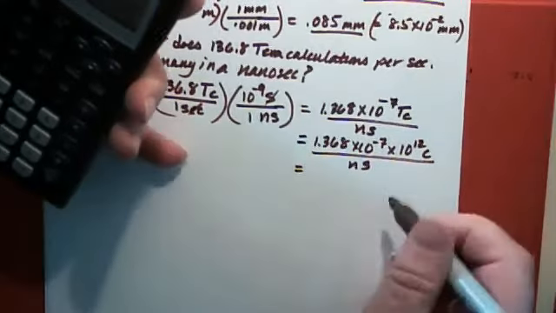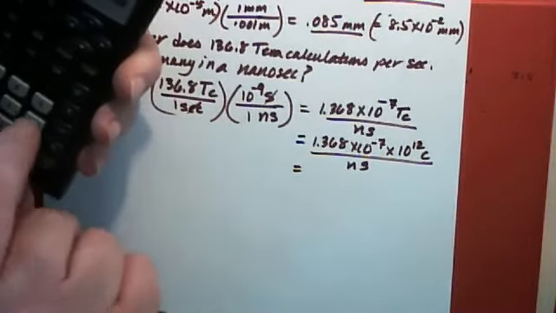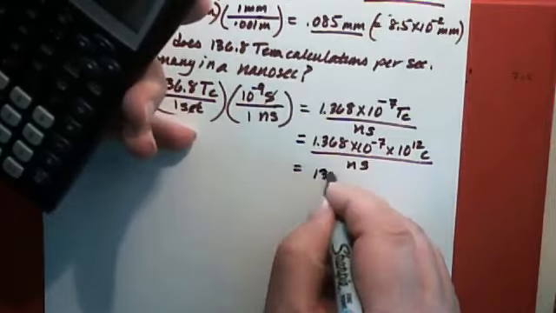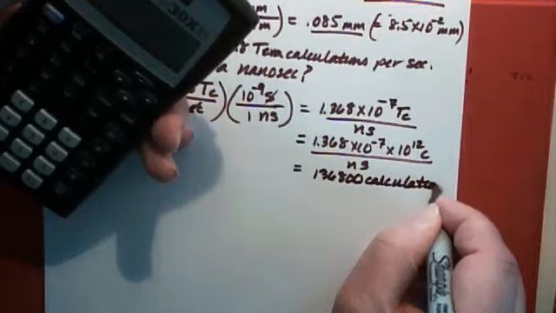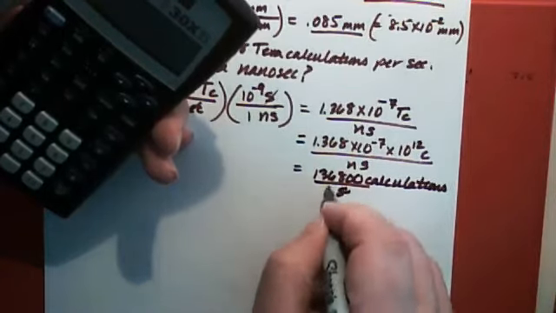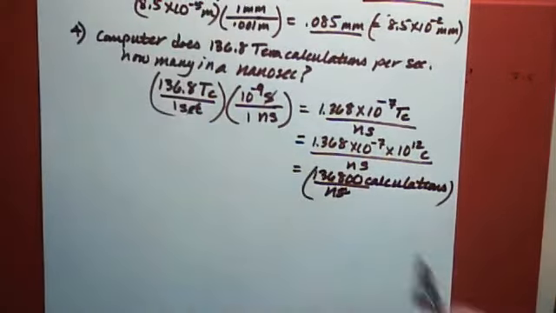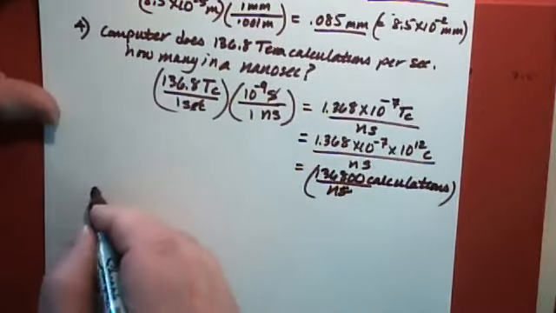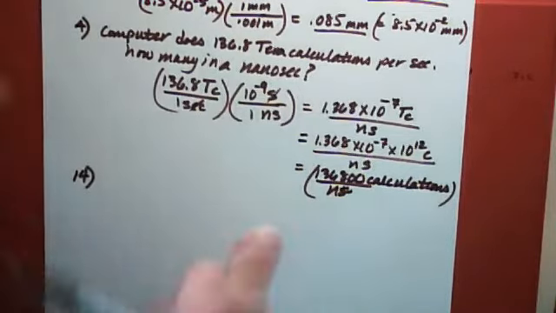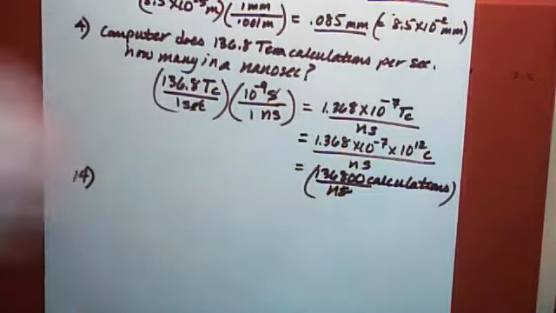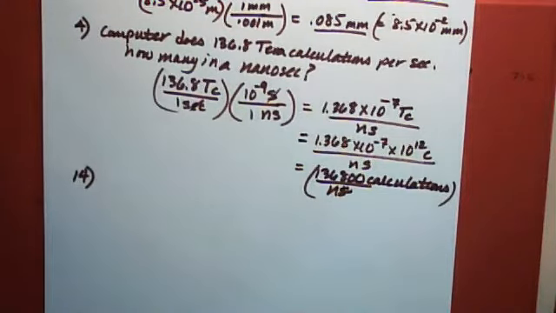Okay, yeah, 100,000. Okay, so 136,800 calculations per nanosecond is what we end up with. Okay, so the next several are about dimensional analysis, and it's an aspect of dimensional analysis that we don't really care that much about in this class. So we're going to skip over a few problems and come to 14.